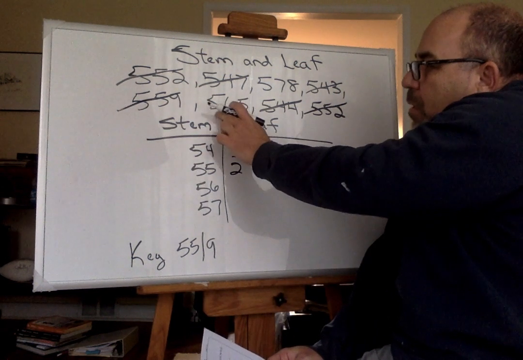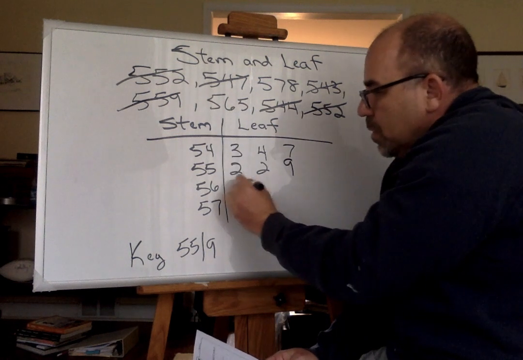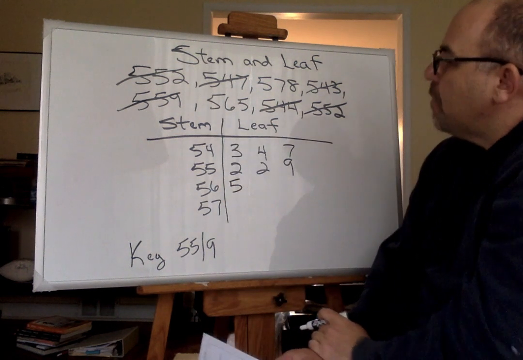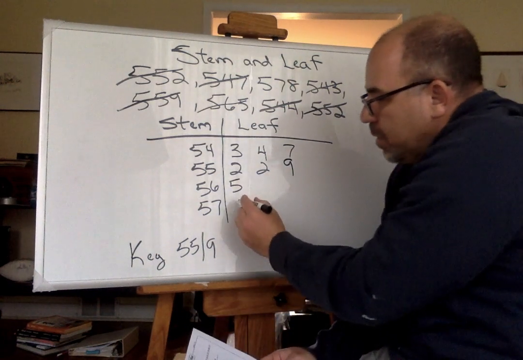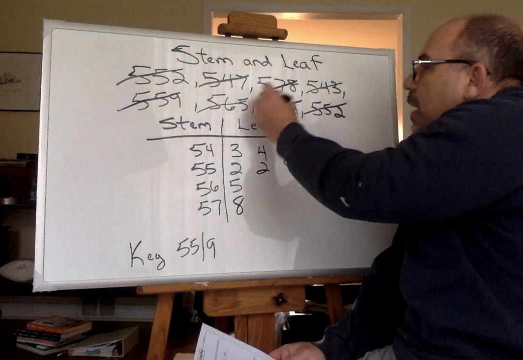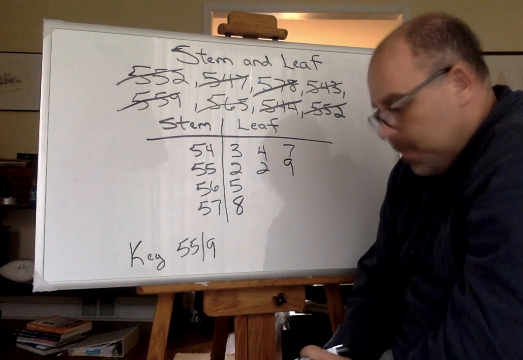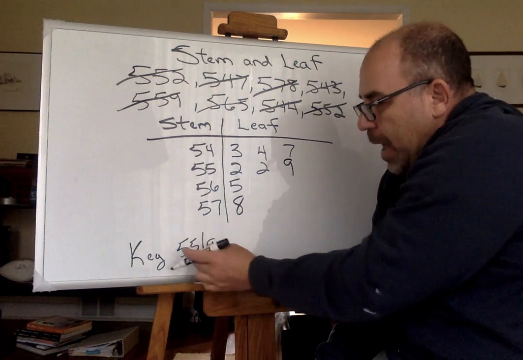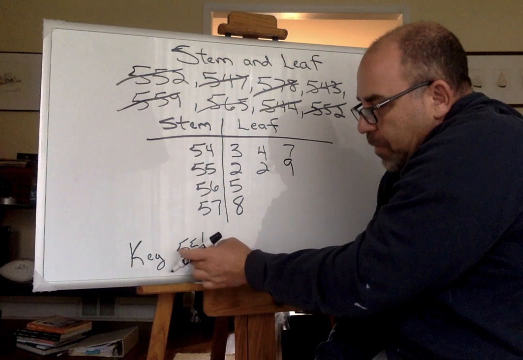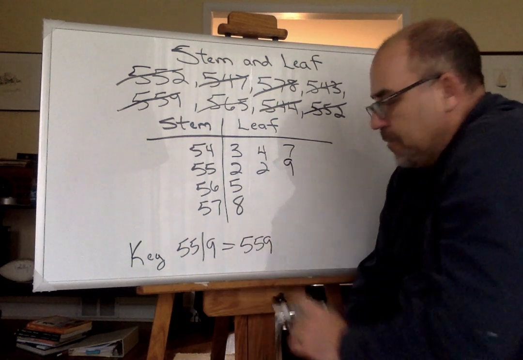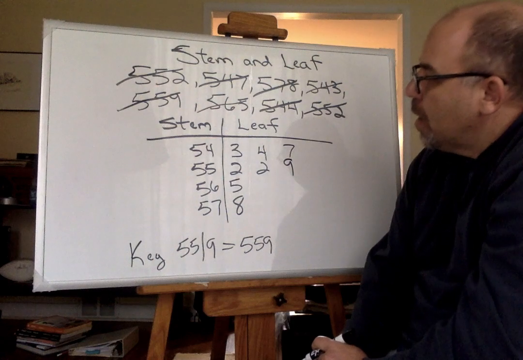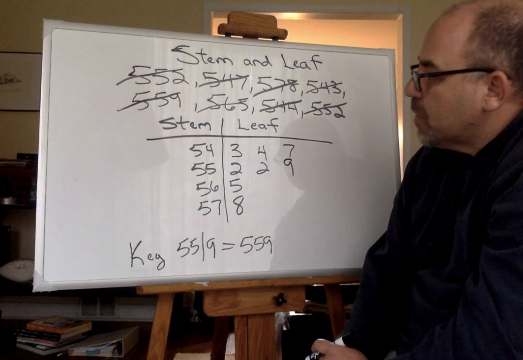I have one number that starts with 56. That's going to be 565. And I have one number whose first 2 digits are 57. There's 578. So again, the key at the bottom, if you were to fill it in, it would be 559.